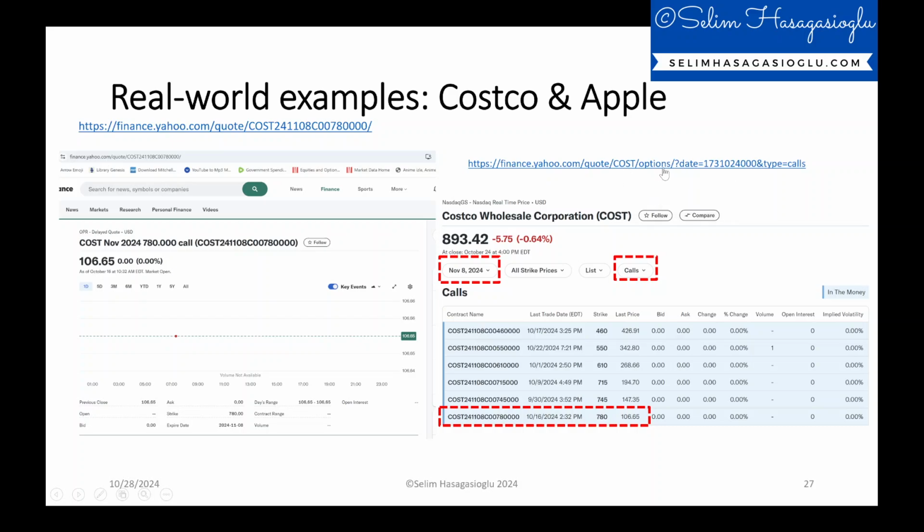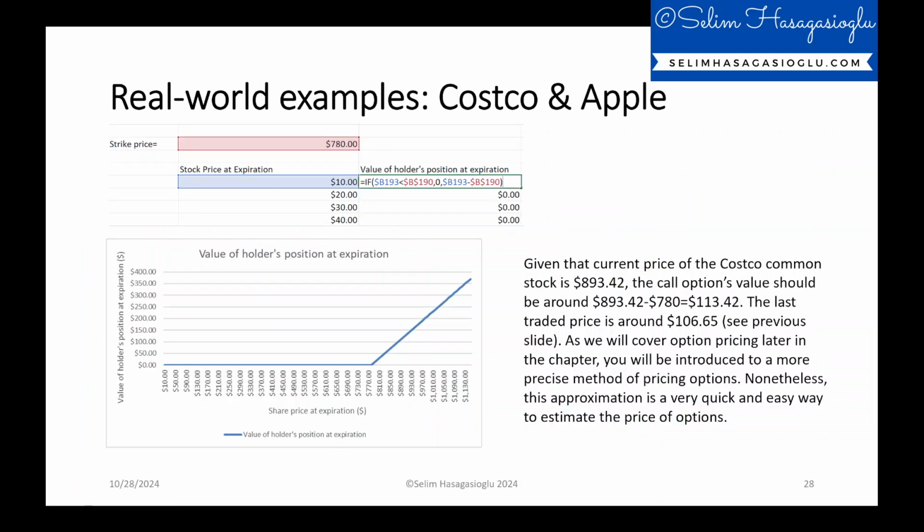Of course, you can also go to Yahoo Finance again, look at the ticker symbol COST, and then click on the options. Then change the expiration date to November 8, 2024, and only select calls. You can still locate the option contract in here, and it is in the money currently. Again, expiring on the 8th of November 2024. COST is the ticker symbol, C stands for the call option, and 780 is the strike price of this call option. Then the last trading date, strike price again, and the last price of the contract.